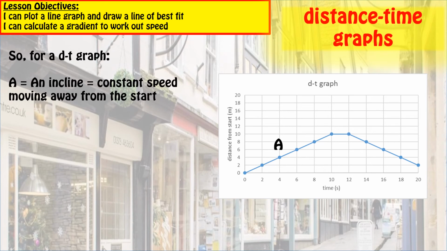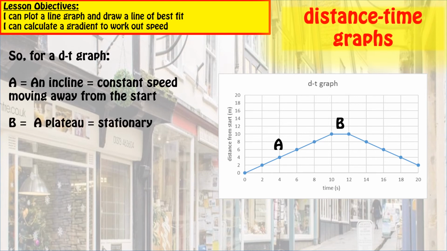So for a distance time graph, there's my distance time graph on the right there, we have a line going up, a plateau, and then a line going down, what's called a decline. So A is an incline. It shows that it's a constant speed. That means that the speed doesn't change. It's the same speed all the way for A. And it's moving away from the start position. The distance was at 0 at the beginning and it goes all the way up to 10 meters away from the start. So for A, we're moving away from where we started at a constant speed.